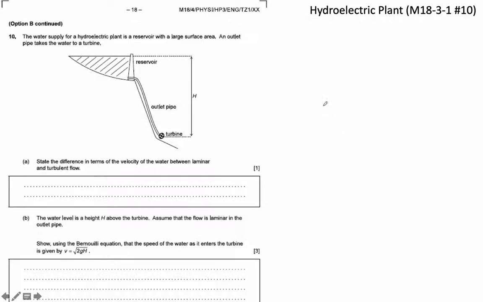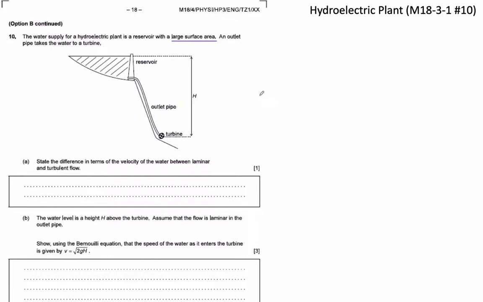The water supply for a hydroelectric plant is a reservoir with a large surface area. We're going to use that, right? An outlet pipe takes water to a turbine. All right. State the difference in terms of velocity between laminar and turbulent flow.